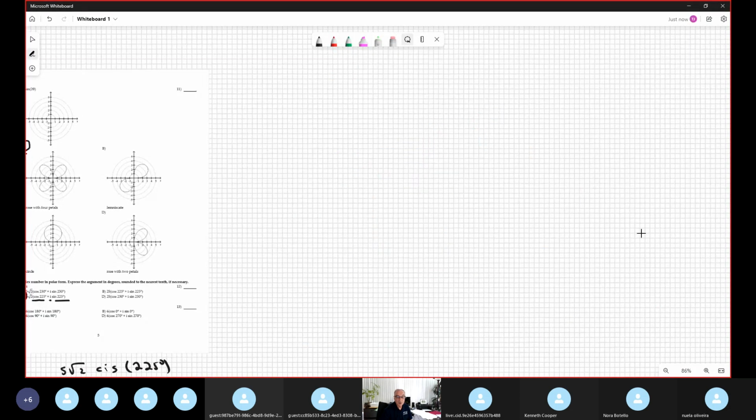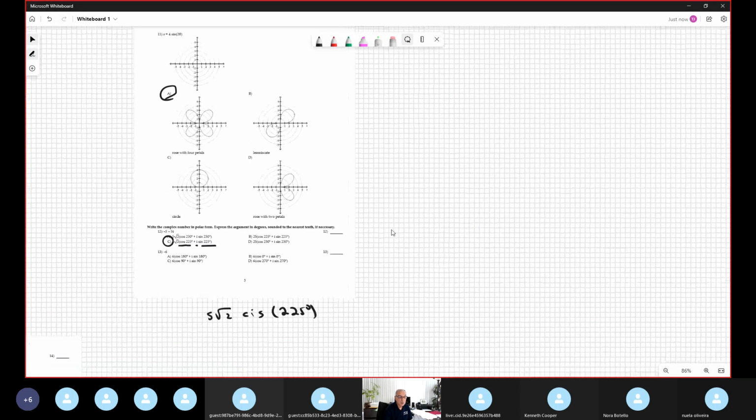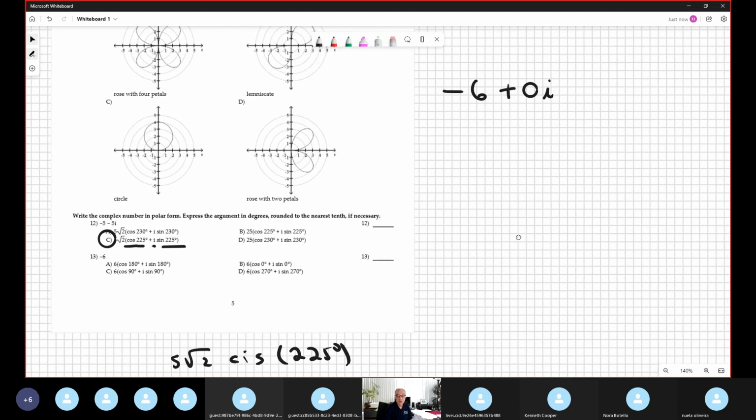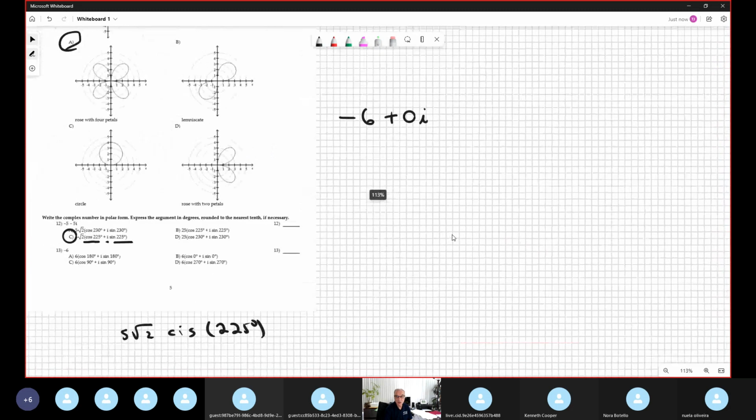Okay. 13 is, wow. The number 13 is -6. Negative 6 means we have no imaginary part. If you want to understand more clearly, you put 0i, but this is not necessary. So you are doing the sketch. It's important, do the sketch always. If you don't do the sketch, you are lost.